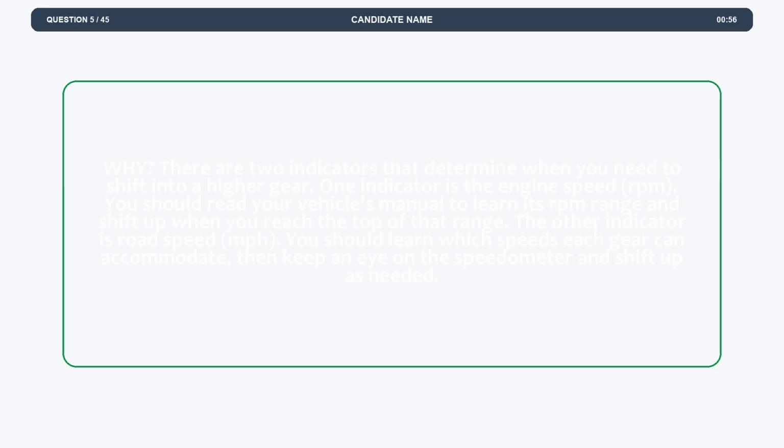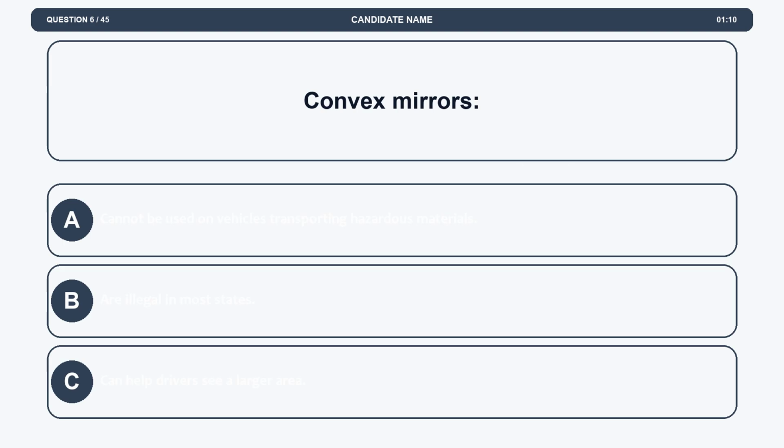There are two indicators that determine when you need to shift into a higher gear. One indicator is the engine speed, RPM. You should read your vehicle's manual to learn its RPM range and shift up when you reach the top of that range. The other indicator is road speed, MPH. You should learn which speeds each gear can accommodate, then keep an eye on the speedometer and shift up as needed.